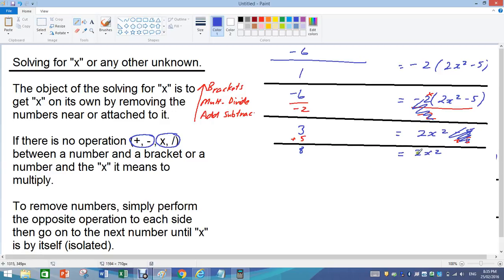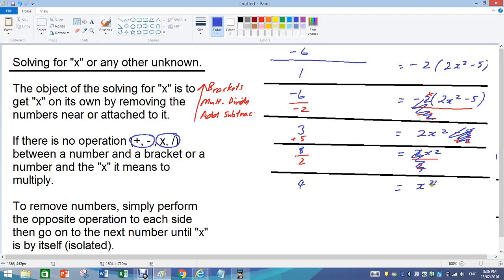Okay, now here's a tricky one. Do we deal with the squared or the 2? Well, usually the squared comes last, so we need to get rid of this 2 first. So it's 2 times x squared, so to get rid of this times 2, divide by 2. Eight on 2 is 4, 2 on 2 is 1, so we've just got x squared.